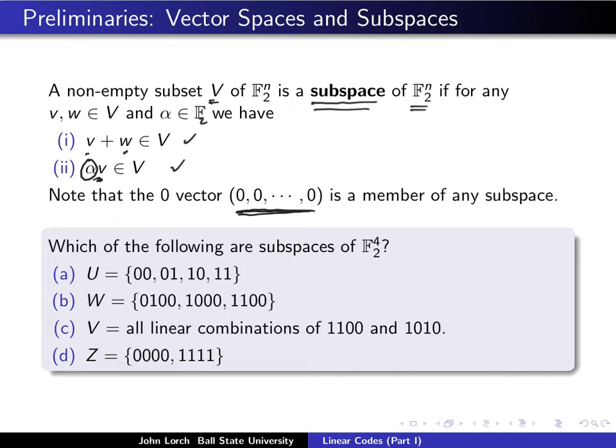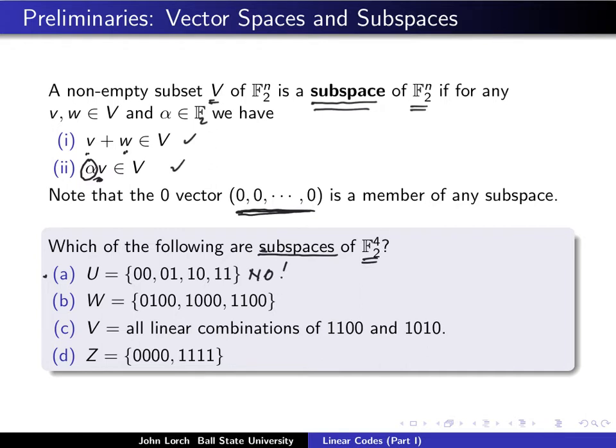All right, so down below here we have a number of sets, and we're asked whether these sets are subspaces of F2^4, that is strings of length 4 over F2. Okay, so first we look at U. Now remember, elements of a subspace of F2^4 must first be members of F2^4. And if you look at the members of U, you see these are strings of length 2, not of length 4. And so U is not even a subset of F2^4, and so therefore it can't be a subspace.